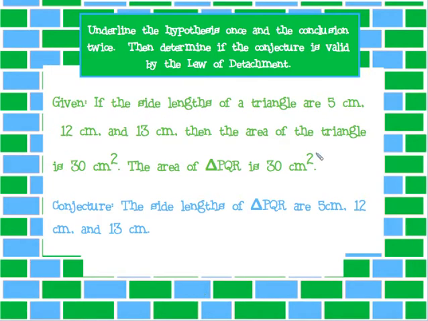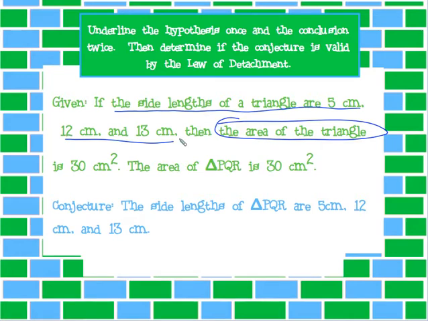Okay, so this says if the side lengths of a triangle are 5, 12, and 13, then the area of the triangle is 30. So this is the hypothesis. This has to happen. And if it does, then we know that this part happens.